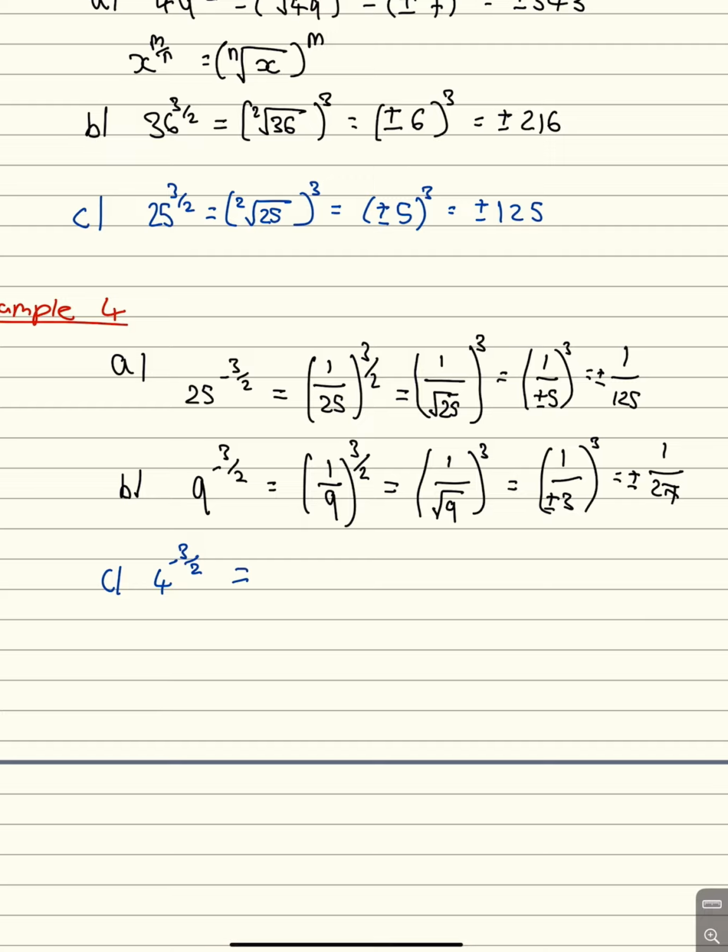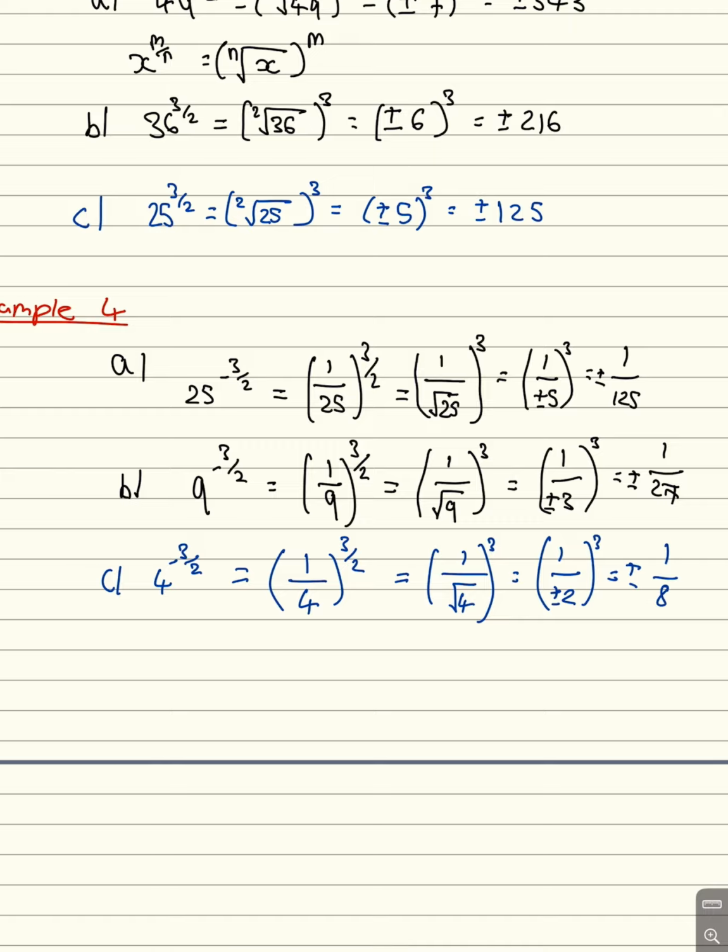Okay, so we're going to take the reciprocal of 4, which gives us 1/4, and we're going to put that to the power of 3/2 because of the negative fraction or negative power. Right, then we will take the square root of 4, which is 2, or plus or minus 2. So we have 1 over plus or minus 2 all to the power of 3. So we get plus or minus 1/8.